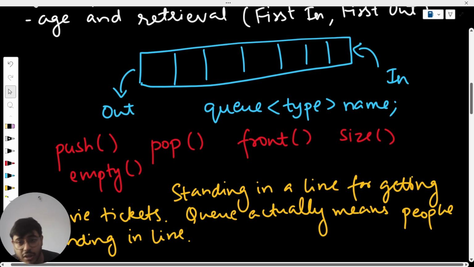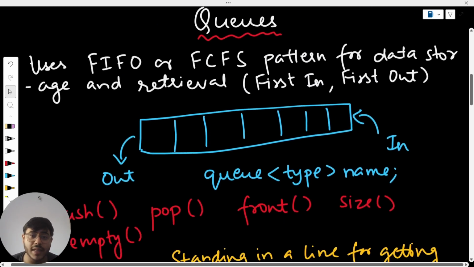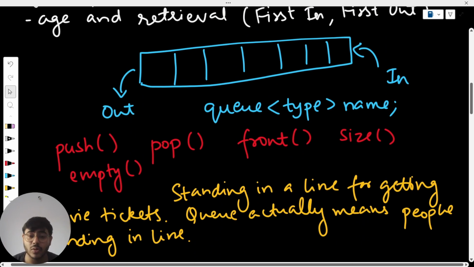Then we have a front function. The front function basically returns whichever element is at the front. जो भी जैसे हमारे stack में top था वैसे queue में front होता है. Then we have size and empty functions. जैसे कि हम देख सकते हैं, these are very common in almost all of the data structures, right? And this is how queues work. And queues come in very handy in a lot of problems, right?